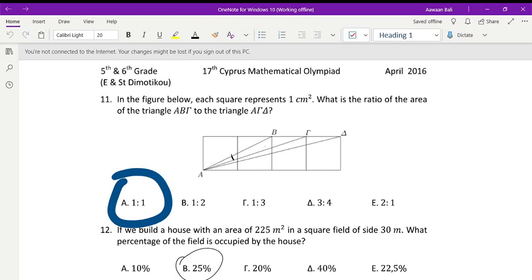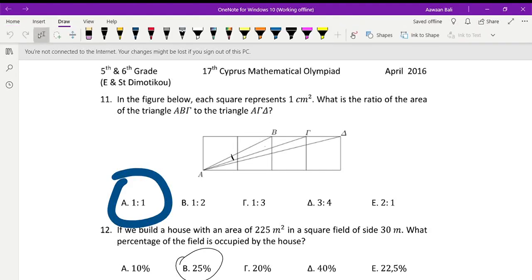Okay, everyone, so that was a glitch. So let's just continue with question number 11 now.